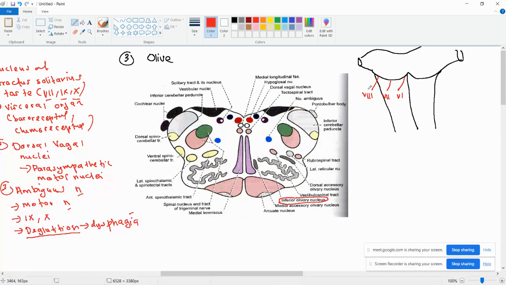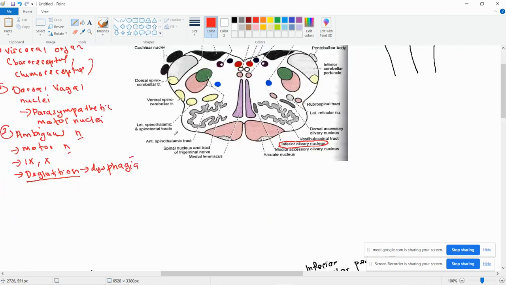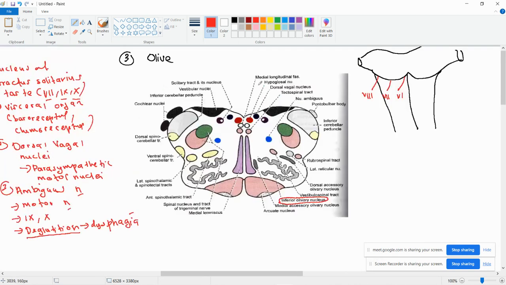From this region, you can see nuclei which are related to these cranial nerves. When we view posteriorly, the first thing you should know is the solitary tract, nucleus tractus solitarius, which I explained to you before. This is regarding the taste sensation coming from cranial nerves 7, 9, and also 10. And also the nucleus ambiguus, which carries impulses and stimulates cranial nerves 9 and 10. This is regarding the deglutition activities.